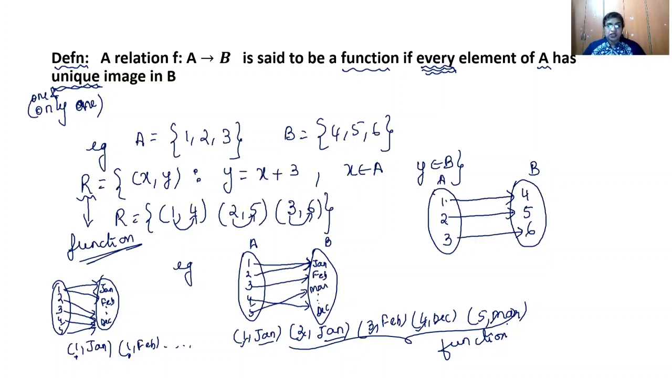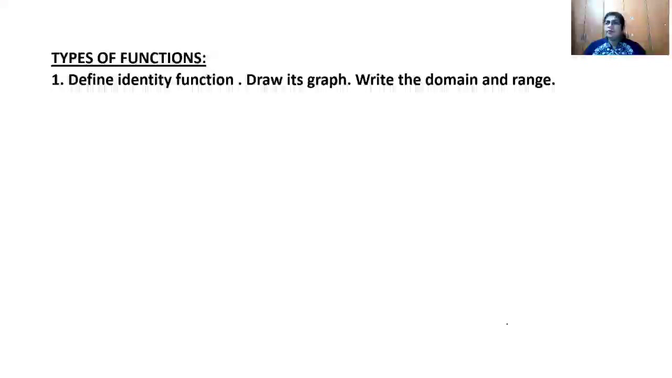Clear? Yes. So now we will learn a few types of functions. These are 5-mark questions which will appear in the board exam, annual exam. Types of functions. First question, let us take: define identity function. So the definition, then we have to draw its graph, then write the domain and the range. I said it's 5 marks. 1 mark for the definition, 2 marks for the graph, and 1 each for domain and range.